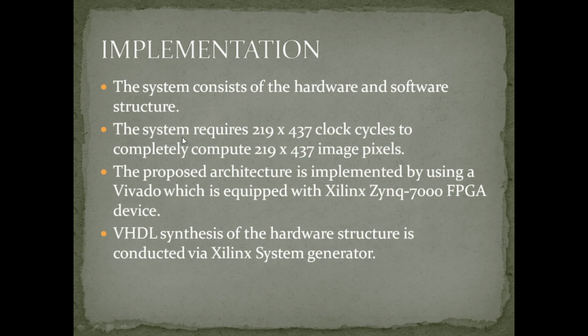Next is implementation. So let us discuss the implementation. Here, the hardware implementation of the pre-processing unit exploits the structure presented in the previous section. It consists of hardware and software structure. The system requires 217 into 437 clock cycles to complete the equal number of image pixels.